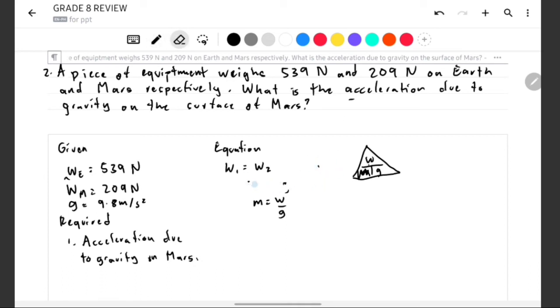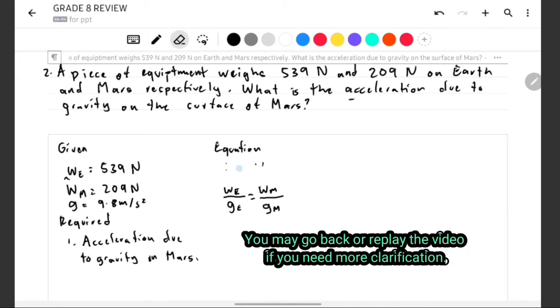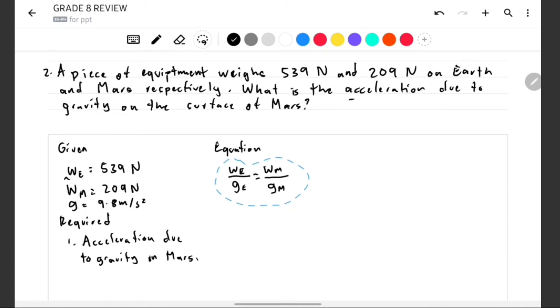Ngayon, isa-substitute natin tong W over g sa equation na nandyan. Magiging W_E over g, acceleration due to gravity on Earth, is equal to W_M all over the acceleration due to gravity on Mars. So, yan yung magiging final na equation natin. I hope that's clear. Kasi galing lang naman siya sa law of interaction. The same lang siya doon.